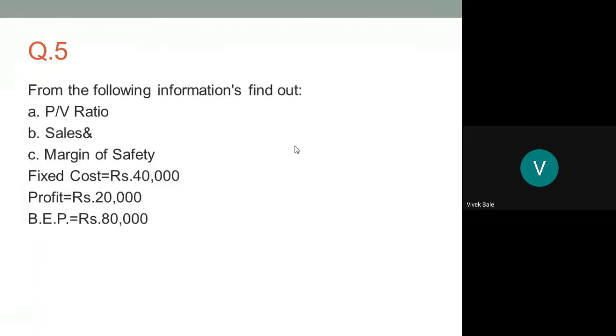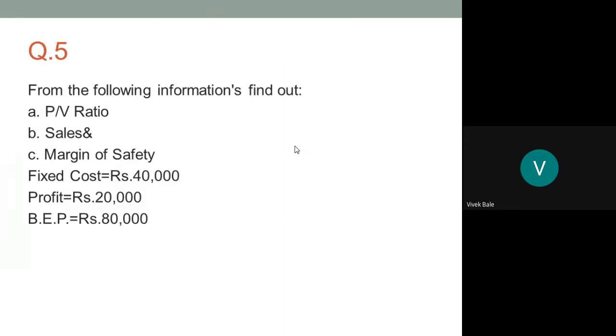Question number 5. From the following information, find out PV ratio, sales, and margin of safety. To find out these three figures, we have the data: fixed cost rupees 40,000, profit rupees 20,000, and break-even point rupees 80,000. With these three figures, we are supposed to calculate the PV ratio.